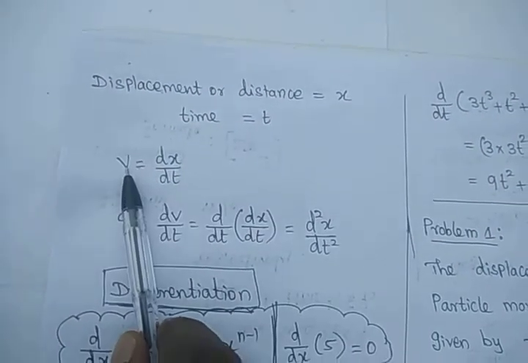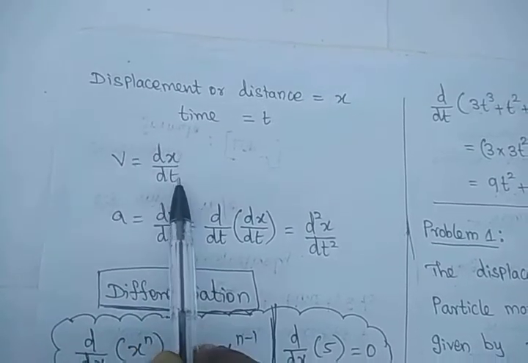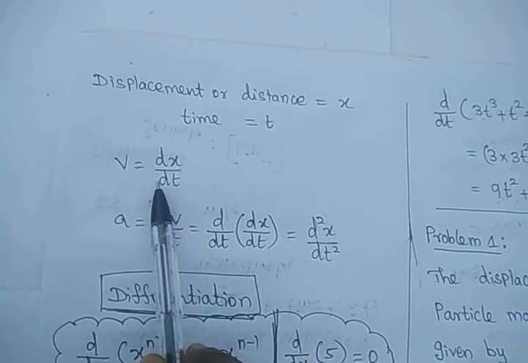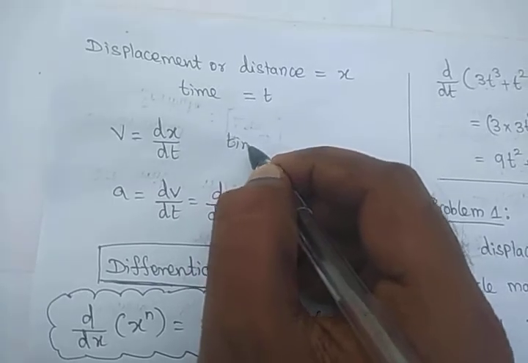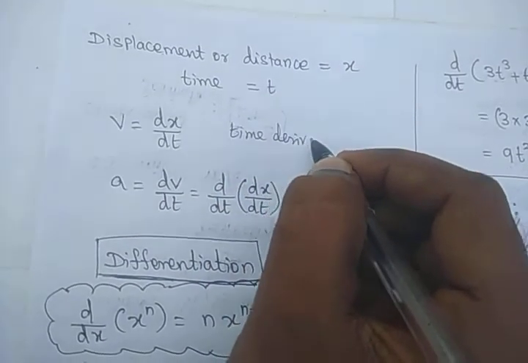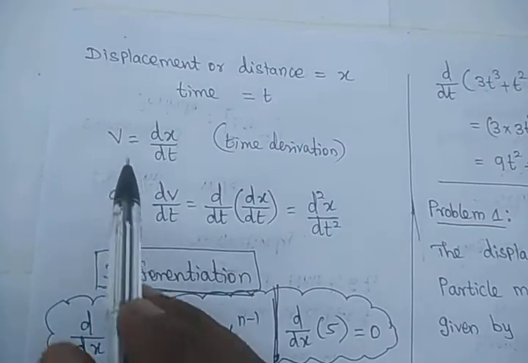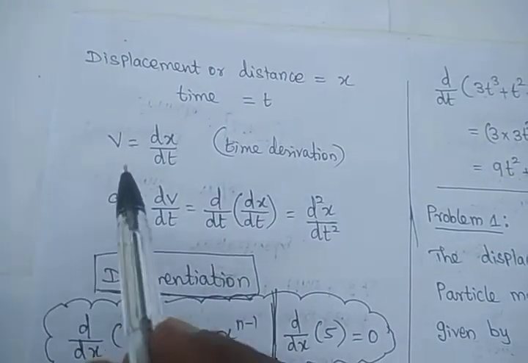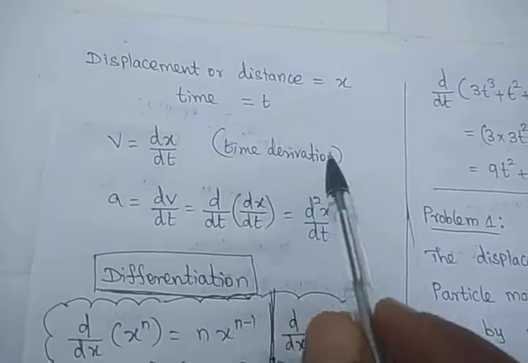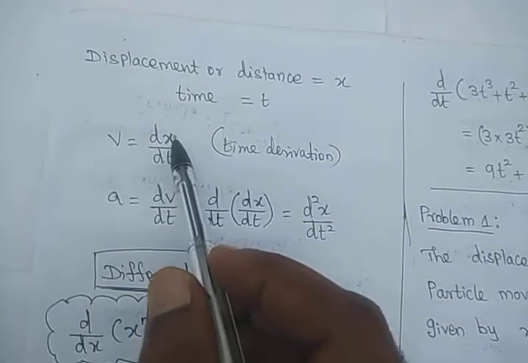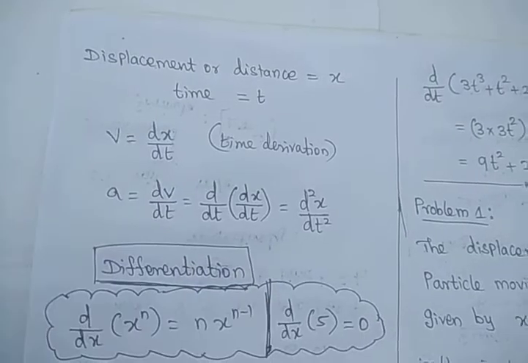So the velocity we can write as dx by dt, that is a small distance dx covered in small time dt. So we can say that it is a time derivative. Derivative means differentiation with respect to time. So we can define the velocity as the rate of change of displacement. x is the displacement. As the time increases, displacement also changes. Change in displacement with respect to time is called velocity.